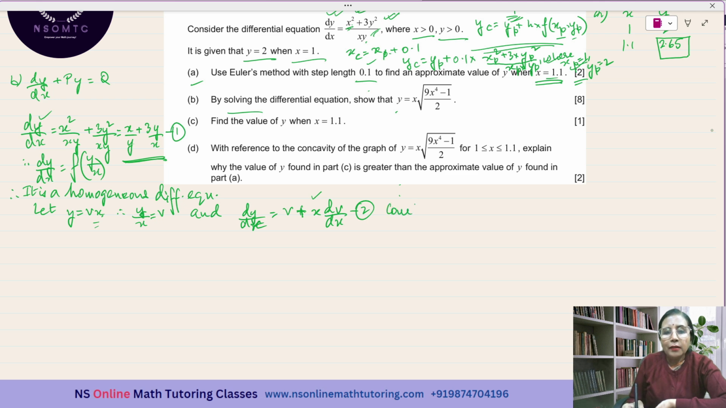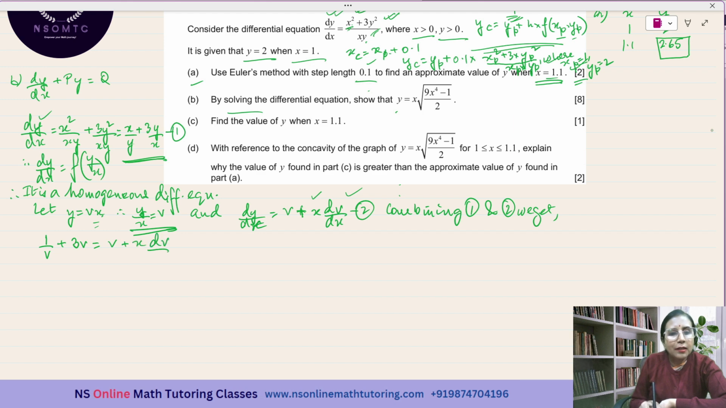Combining 1 and 2, we get x over y, and you see y over x is equal to v. So x over y will be 1 over v. So it is 1 over v plus y over x is v. So it is 3v is equal to this part, v plus x dv by dx.